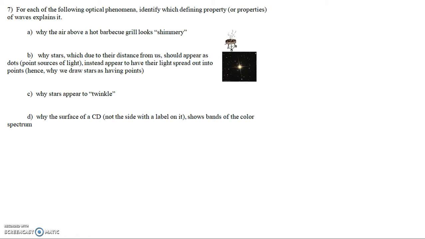So letter A, I'm sure you've all had this experience, looking at a grill at a cookout, and the air above it looks kind of shimmery. Maybe like on a hot day, the street looks kind of shimmery. What's going on here? Well, the hot surface is radiating heat, right? And that's causing the air above it to move. And so what you're seeing is light from the other side of that hot air coming through the hot air, and the air literally moves, taking the light with it.